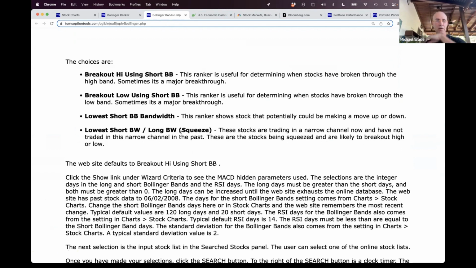And this is the English. So, breakout high using short Bollinger Band. This ranker is useful for determining stocks that have broken through the higher band. Sometimes it's a major breakthrough. Same for the downside. That's what I'm talking about. That's what we'll use the scanners for today.